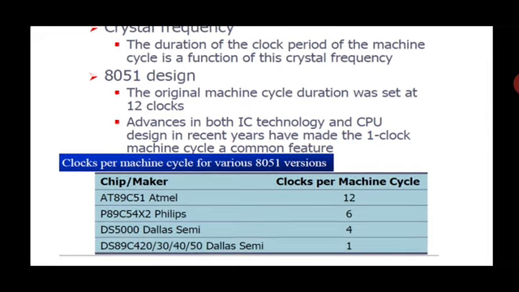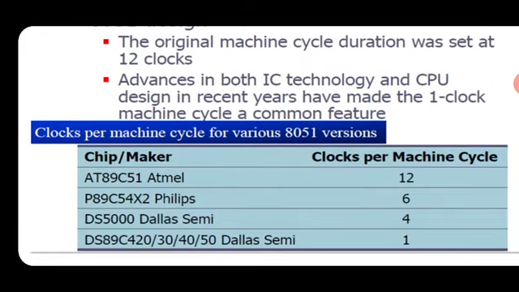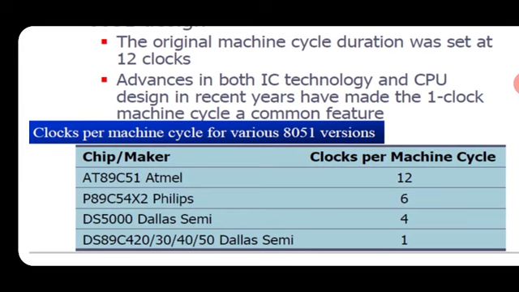As we can see in the table, there are 4 makers given. The Atmel 89C51 will be consuming 12 clocks per machine cycle. It is quite a lot. Later, the 89C X2, made by Philips, consumes 6 clocks for one machine cycle. And later there is Dallas with the DS5000 series, which will be 4 clocks.